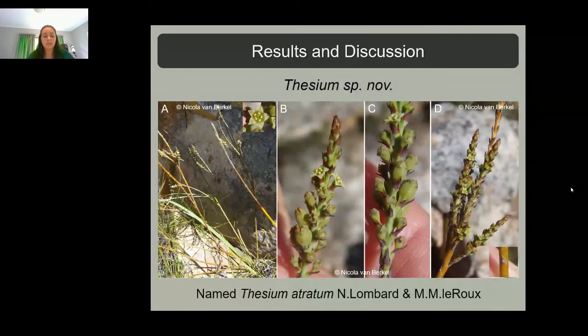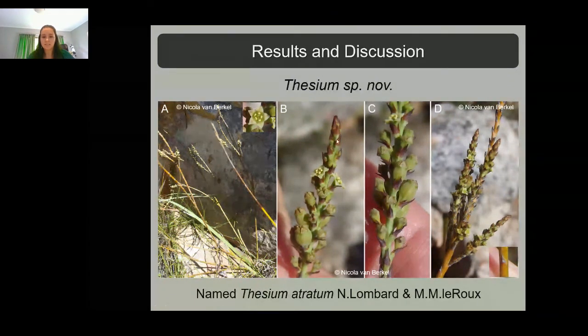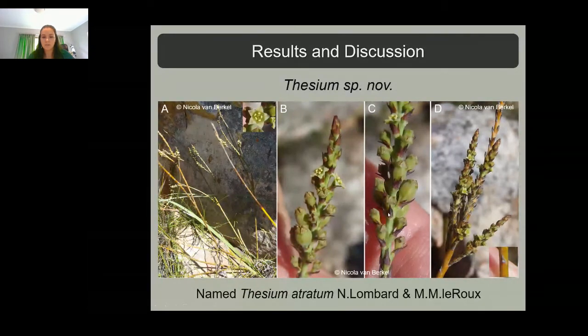iNaturalist, to look in the same area, and we actually found this collection made by Nicola van Berkel. And lo and behold, it's the same plant. It has these same, there you can see very clearly these dark bracts. And we confirmed that this was a species new to science, and we then named it Thesium atratum after the dark bracts.